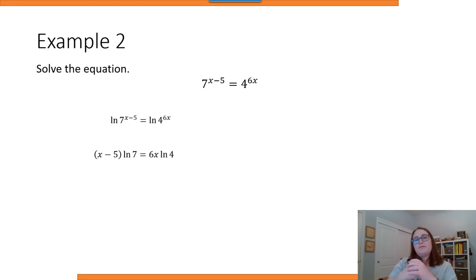It may be a little tricky to figure out where to go from here, but once you get the hang of this, it goes the same every time. I'm going to distribute the natural log of 7 to get rid of the parentheses. So x ln 7 minus 5 ln 7 equals 6x ln 4.